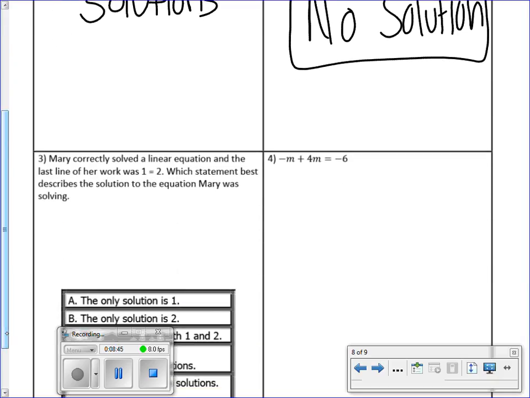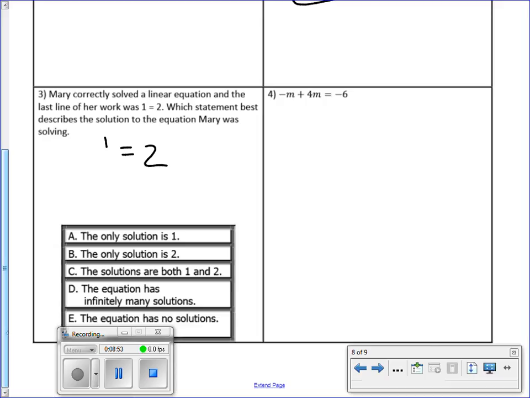Number 3, it says Mary correctly solved a linear equation, and the last line of her work was 1 equals 2. What statement would describe the answer? 1 equals 2 is not a true solution, so your answer should be no solution, which is answer choice E. No solution works. No number works.